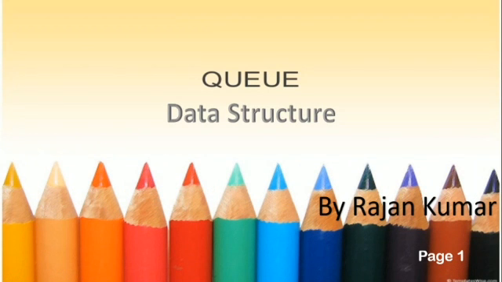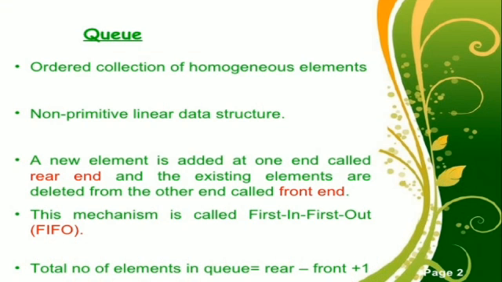Today I'm going to discuss the queue data structure. First, we come to know about the queue: an ordered collection of homogeneous elements and a non-primitive linear data structure. A new element is added at one end called the rear, and existing elements are deleted from the other end, called the front end. This mechanism is called first in, first out (FIFO). And we can find the total number of elements in a queue. The formula rear minus front plus 1 is used to find the number of elements in the queue.